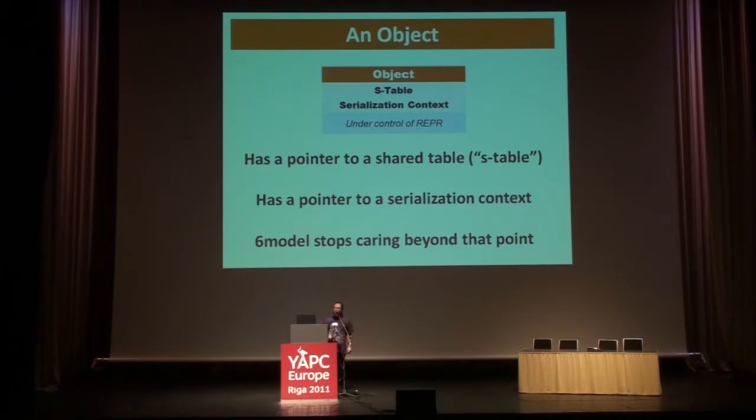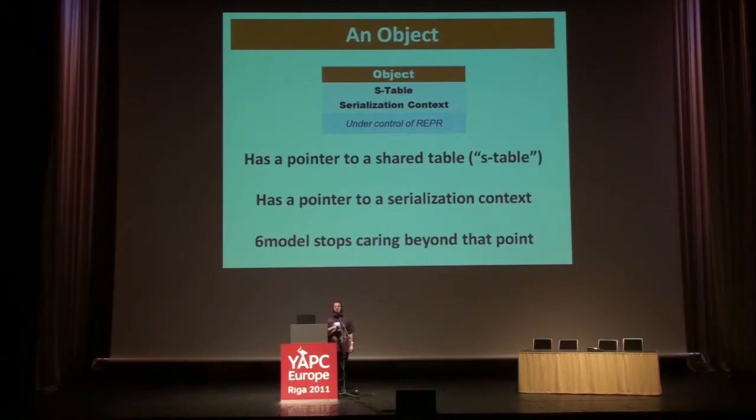So in the 6model worldview, there's only two things, really. There's objects, and these are the things that can be user held. They have a pointer to something called an S-table, which we'll come to in a moment. And they have a pointer to something called a serialization context, which is tied into the way we persist environments between runtime and compile time if we're saving bytecode. And then the rest of this object is under the control of something we call the representation. So essentially the first little chunk of every object in memory just has this common bit of info so we know how to work with it in an abstract way, but we don't say anything about how it's going to be laid out beyond that.